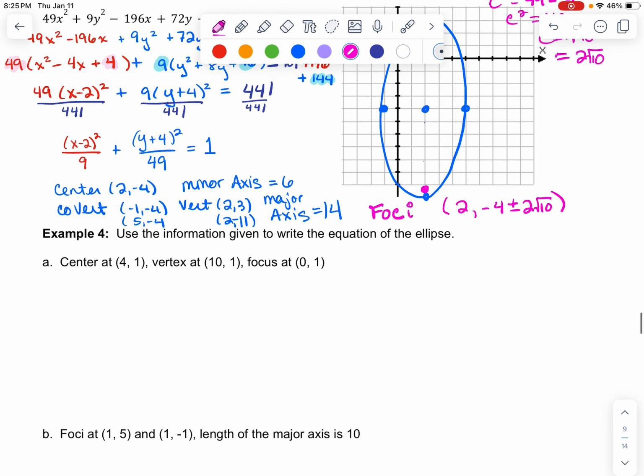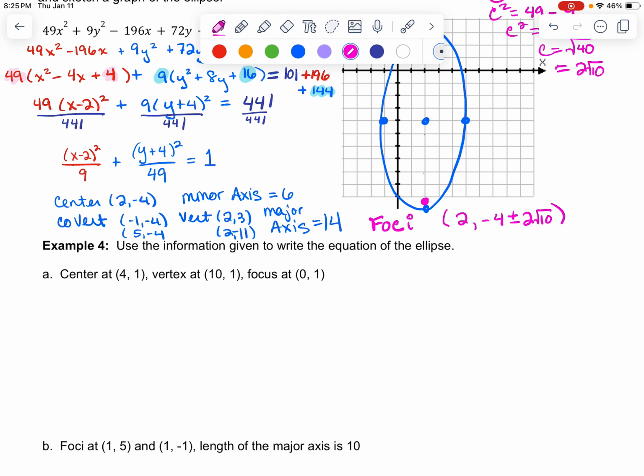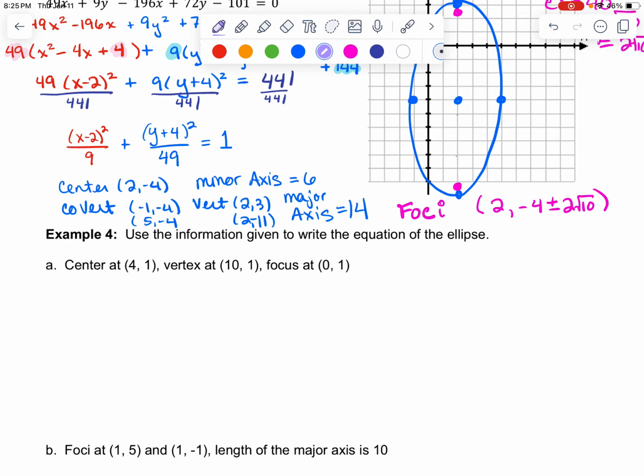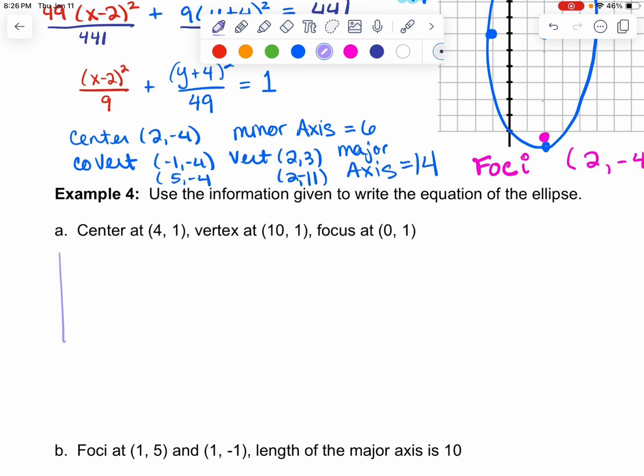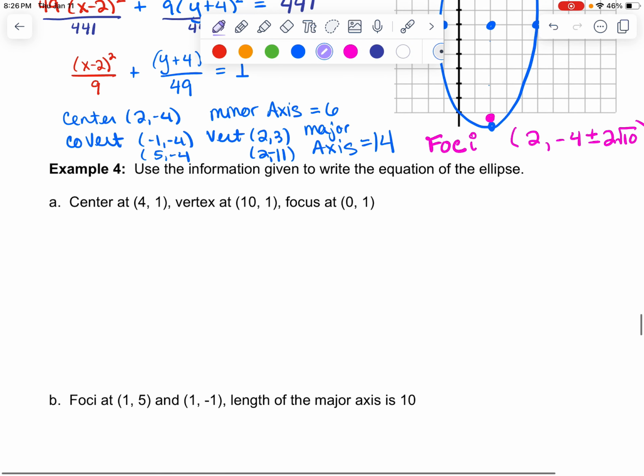Last example for today. We are going to use the given information to come up with the equation, so we're working backwards. Mandatory, you have to draw a picture. Drawing the picture helps you see where the major and minor axes are, understand where the focus is, and then you're going to plug in all the little bits to the equations you have. It doesn't have to be a fabulous sketch, but you have to have enough information to see what's going on and understand it.